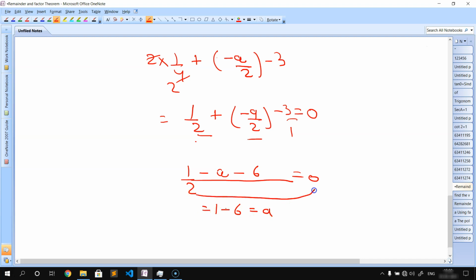Two will multiply by 0 to become 0. Then we can write 1 minus 6 equals a, and the value of a will become minus 5.